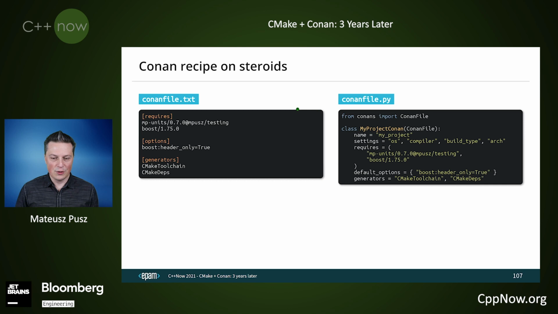Besides having a Conan text file, you may have a Conan Python file. They have really similar contents. Additional stuff here is the name that you have to provide, and settings, for which the hash will be created for your library. But you provide the same requirements, the same default options, and the same generators here. But you can provide more with a Conan file Python.